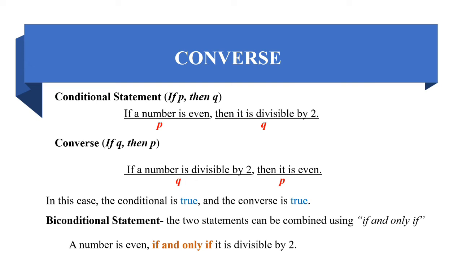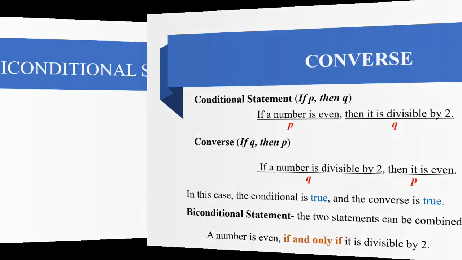Now we have to use the biconditional statement. So what is the biconditional statement? The two statements can be combined using "if and only if." So the new statement here is: a number is even if and only if it is divisible by 2.